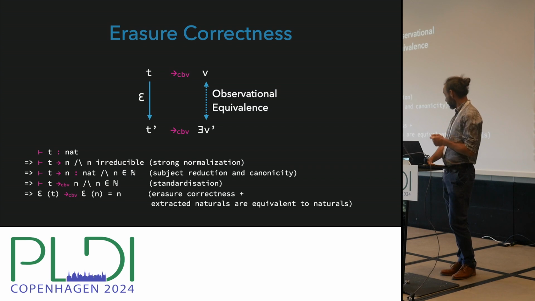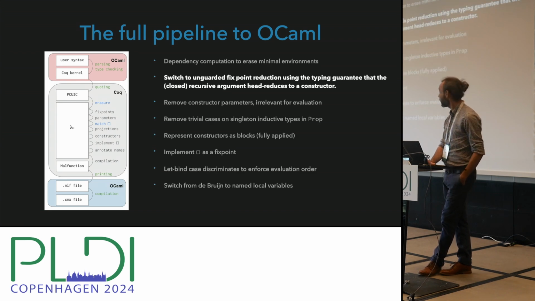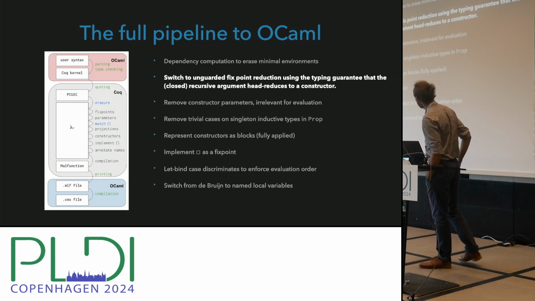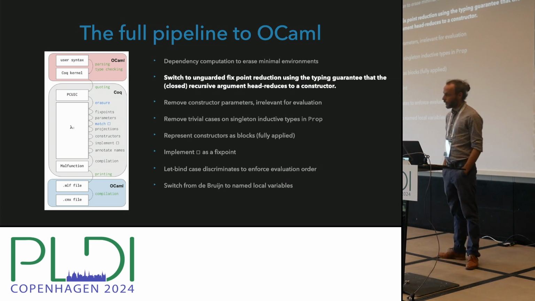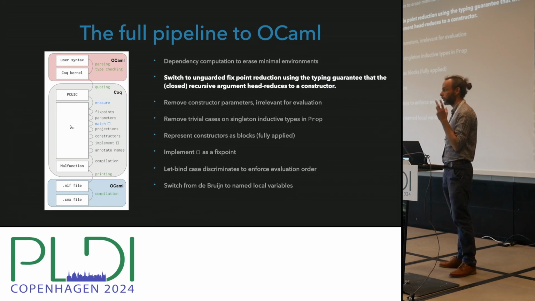Finally, this tells us that the extracted version of T will also evaluate to the extracted version of N, and they are equivalent. So the full pipeline that we have, starting from this erased language down to OCaml, includes quite a few passes. I'm not going to detail them today, but the main idea is that we start from a language that has the operational semantics close to Coq.